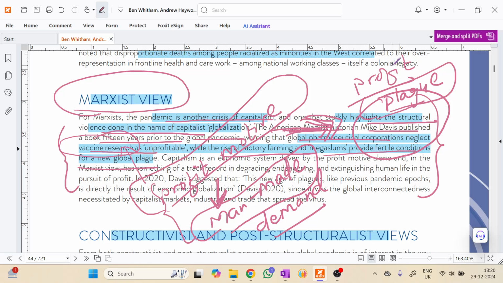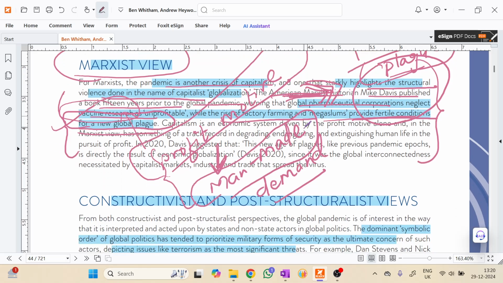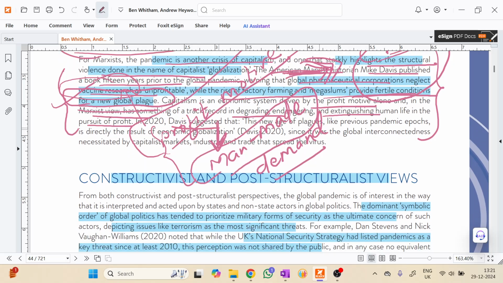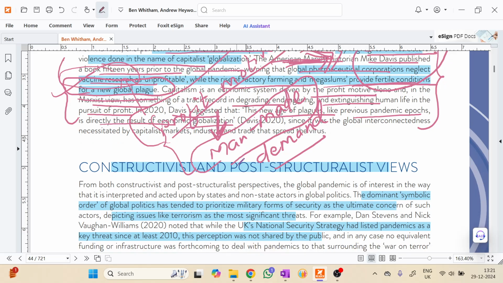It might be that they did not have the prior idea, but their actions might have provided fertile conditions for the growth of such a bacterial strain or such lethal diseases. So whatever it is, it was their profit motive alone which, according to Marxists, is degrading, endangering, and extinguishing human life in pursuit of profit. So Davis also suggested that this new age of plague, like previous pandemic epochs, is a direct result of economic globalization.